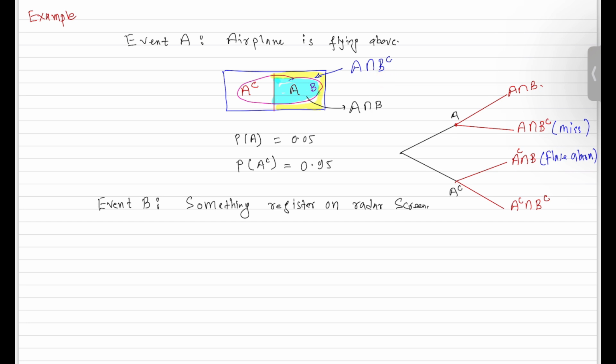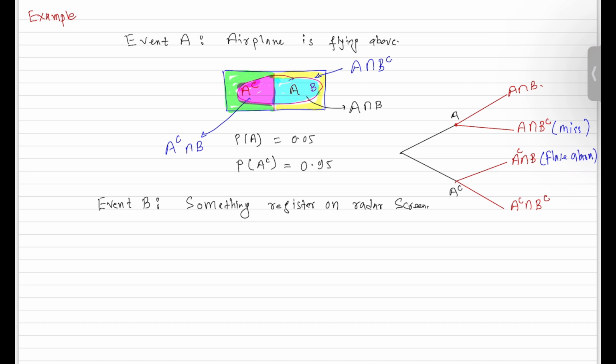Similarly, if you look at this particular event, that means we have there is no airplane in the sky and this is inside the B, so radar has detected. So there is nothing in the sky and radar is showing something, so this is a false alarm. And if you look at this part, that is not inside the B, so this will be B complement.